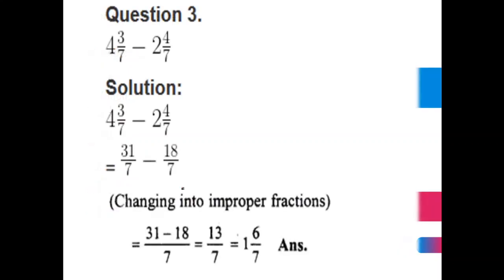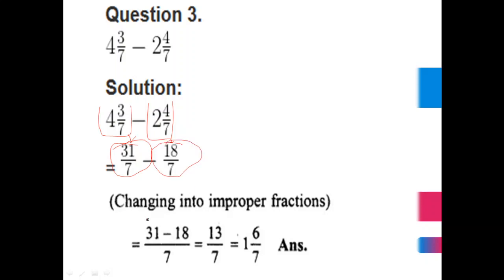Next question, 4 3 by 7 minus 2 4 upon 7. That is a mixed fraction, so we have to convert that fraction into an improper fraction. Now we will change 4 3 by 7 into an improper fraction. We are getting 31 upon 7. And 2 4 upon 7 changed into an improper fraction, we are getting 18 upon 7.